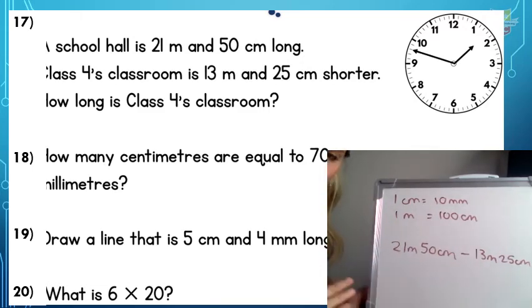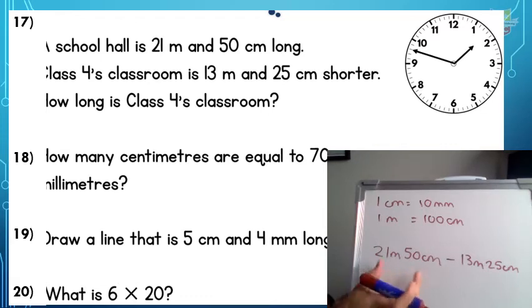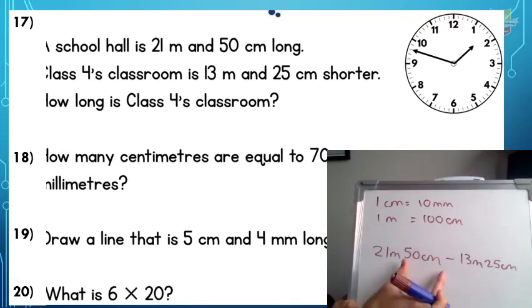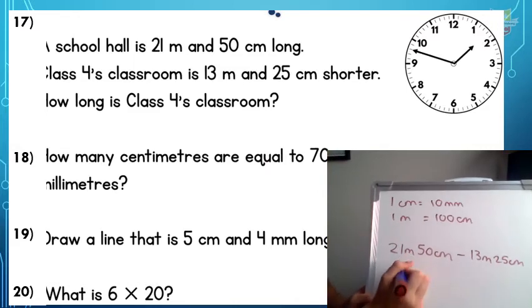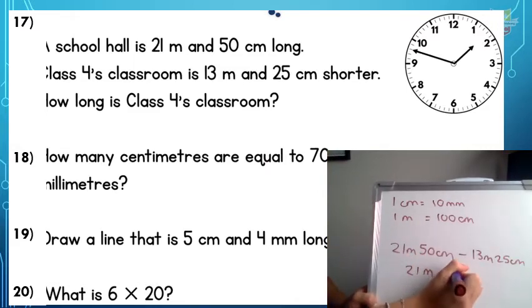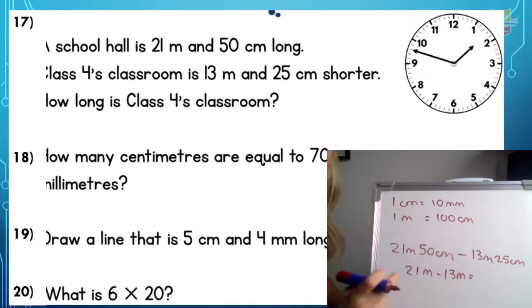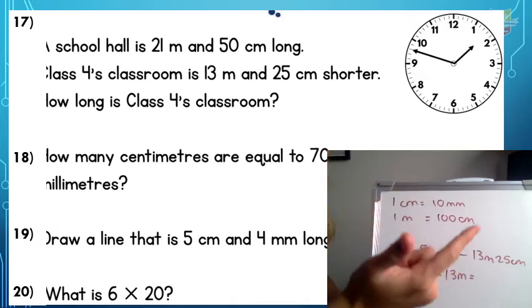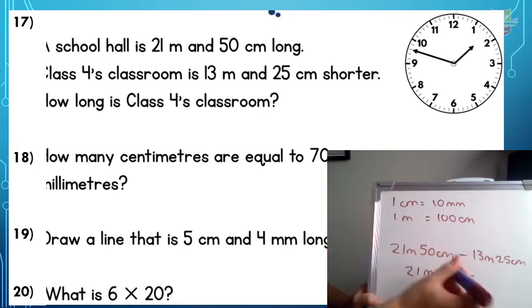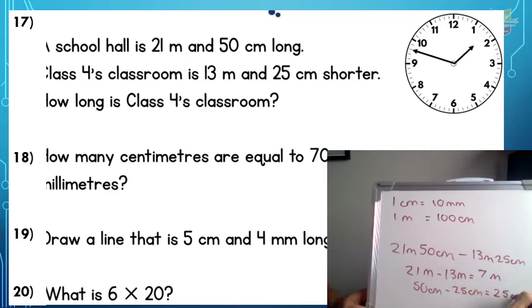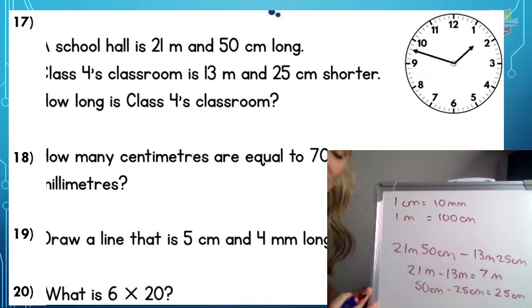Now, in order to do this, you could do 21 take away 13, you could also do 50 take away 25. We could do our metres first, so we could do 21 metres take away 13 metres. I could actually count up from 13 to 21, 13, 14, 15, 16, 17, 18, 19, 20, 21. So I've got the answer 7 metres. I've then got 50 centimetres, taking away 25 centimetres. I can go 25 up to 30, which is 5, 30 up to 50, which is 20. So your answer would be 7 metres, 25 centimetres.